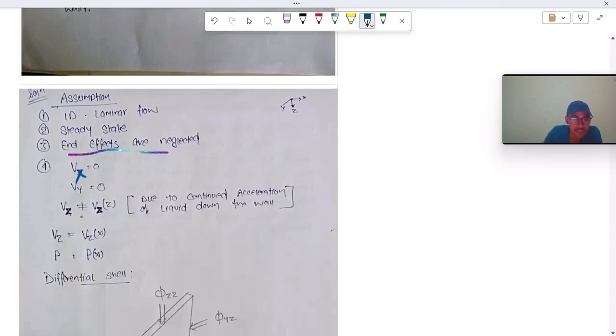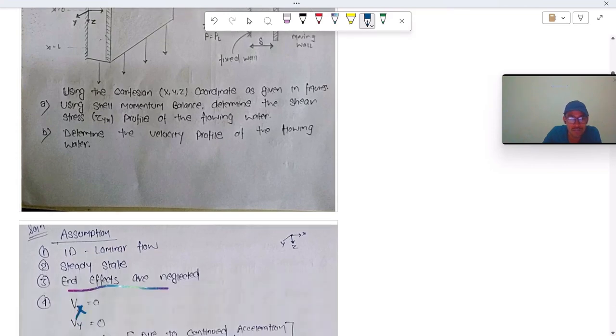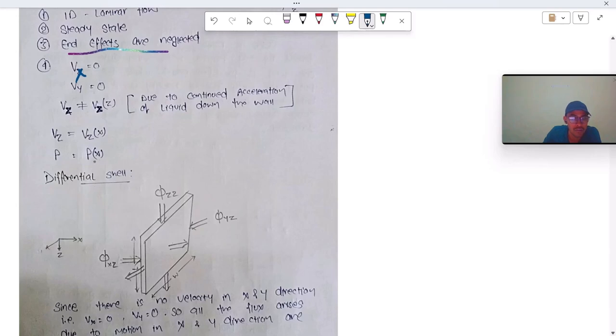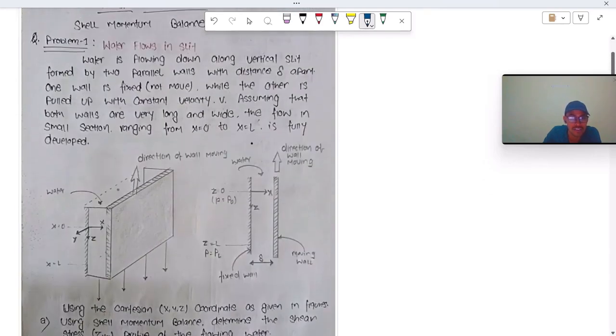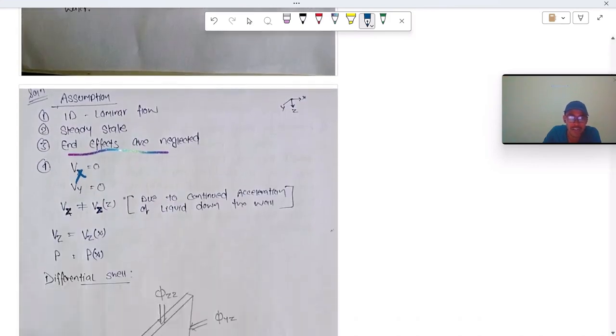Also, Vz is not a function of z, which is due to the absence of continued acceleration of the liquid down the wall. There is no acceleration in this direction, and because the liquid is incompressible, Vz is not a function of z. Vz is a function of x, and pressure is also a function of x. Pressure is not a function of z, since the fluid, water, is incompressible. These are our assumptions, through which we will solve this problem and develop the flux profile and velocity profile.